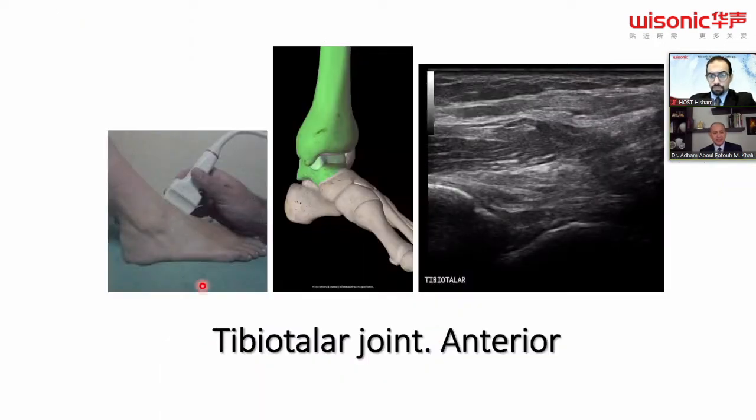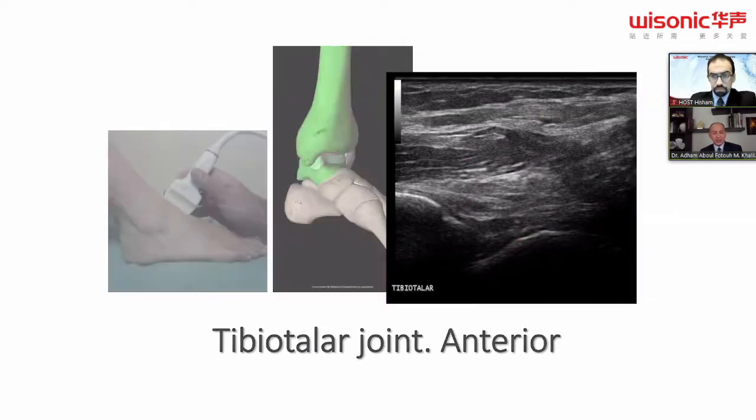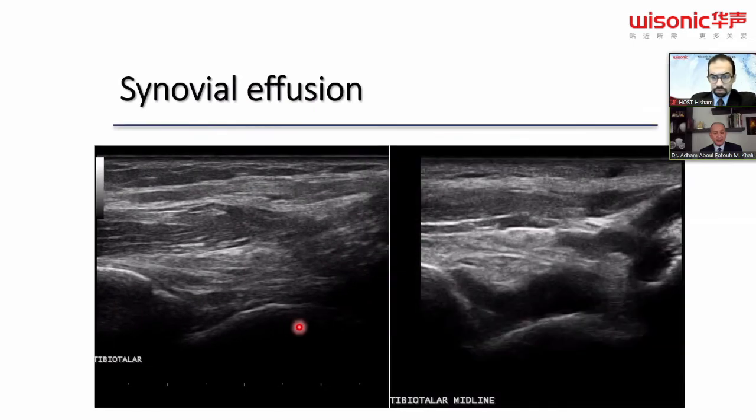This is an example of how to visualize the tibiotalar joint at the ankle. This is the anatomy, and this is the ultrasound zone anatomy. So the tibia, the talus with the overlying hyaline cartilage, and then the overlying soft tissue components. So you can easily tell the difference between the one on the left, which is normal, and the one on the right that represents abnormal material intra-articularly that distends the joint capsule.